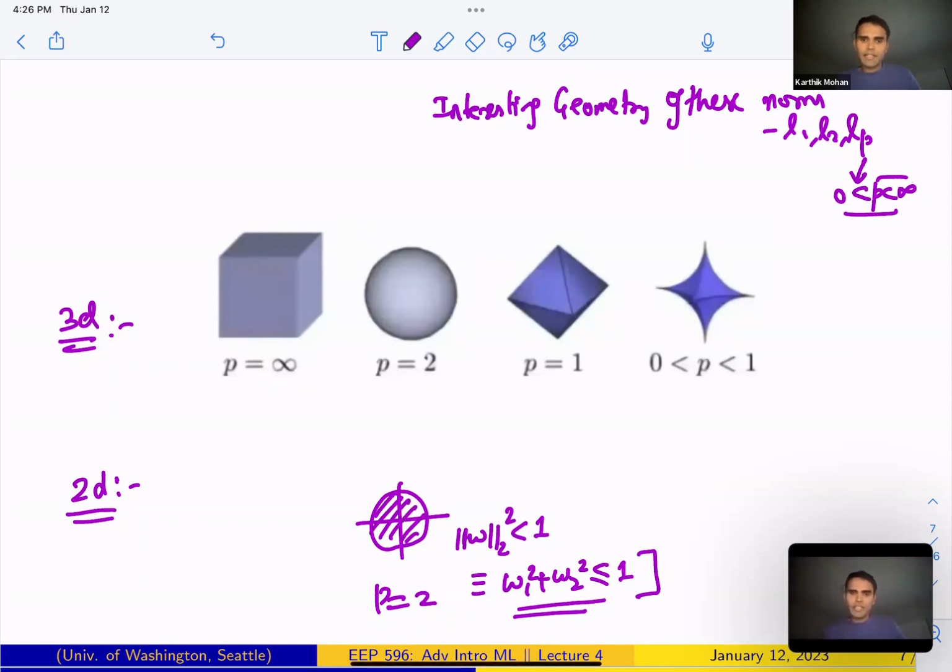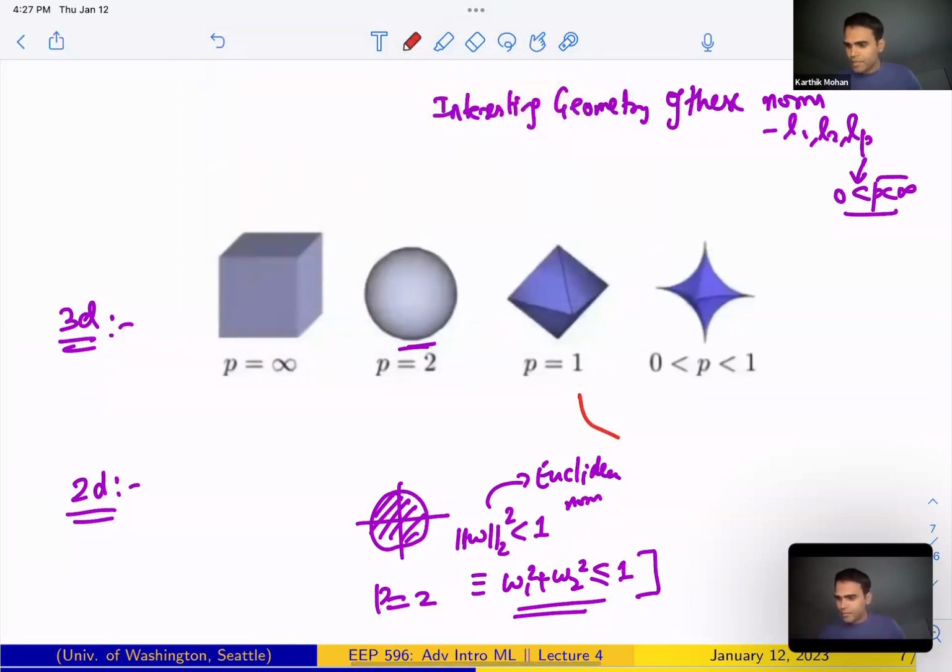So geometrically, the 2-norm squared less than or equal to 1, the Euclidean norm, corresponds to a circle. And in 3 dimensions, that's a sphere. Okay. So this is what the geometry of a norm looks like. Let's look at this one.